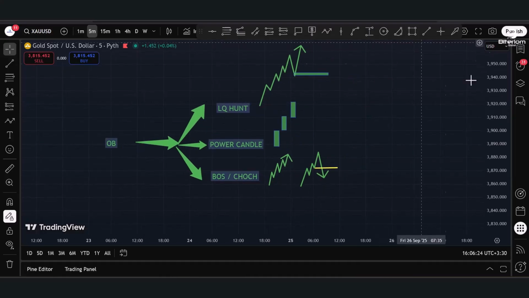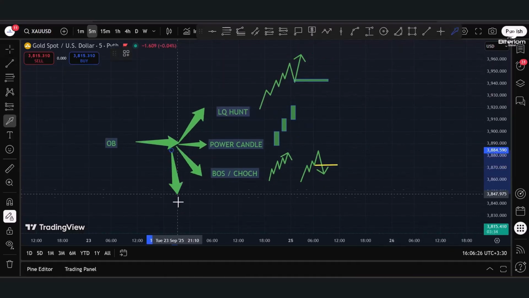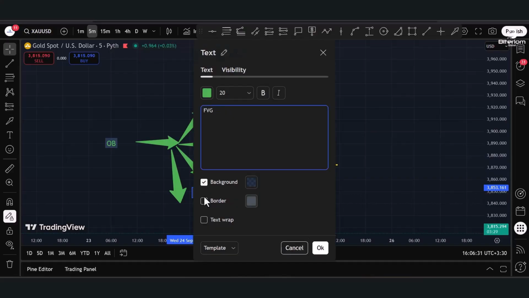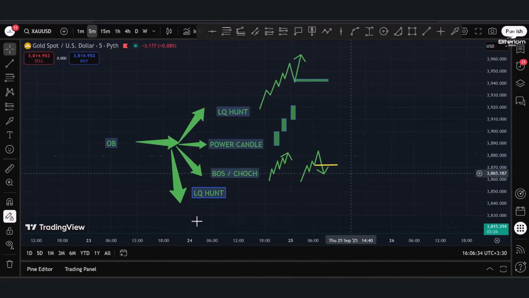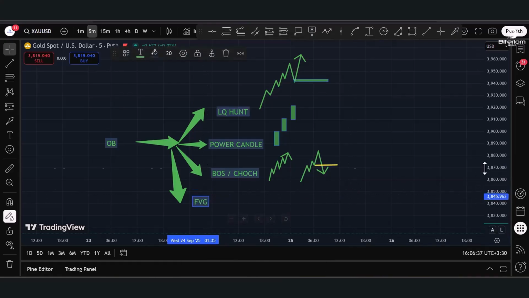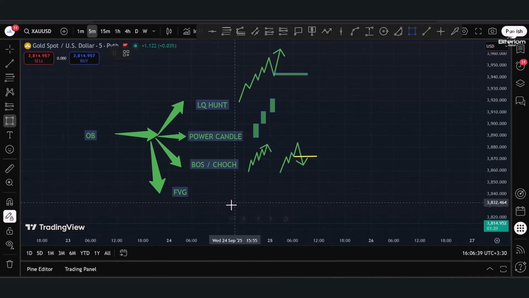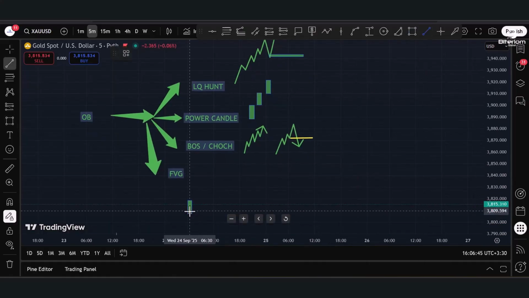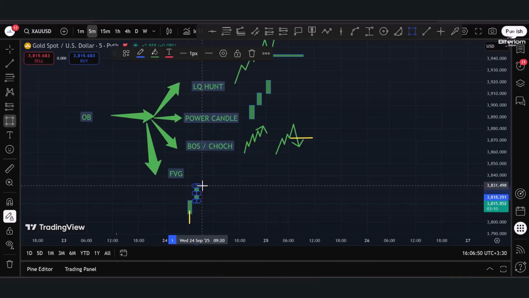So look. Here I'm drawing it for you. This is BOS and this is change of character or CHOCH. It should have these 3 features, right? I'll add another feature for you guys. It should create a gap or FVG. We'll explain this more fully in a bit.